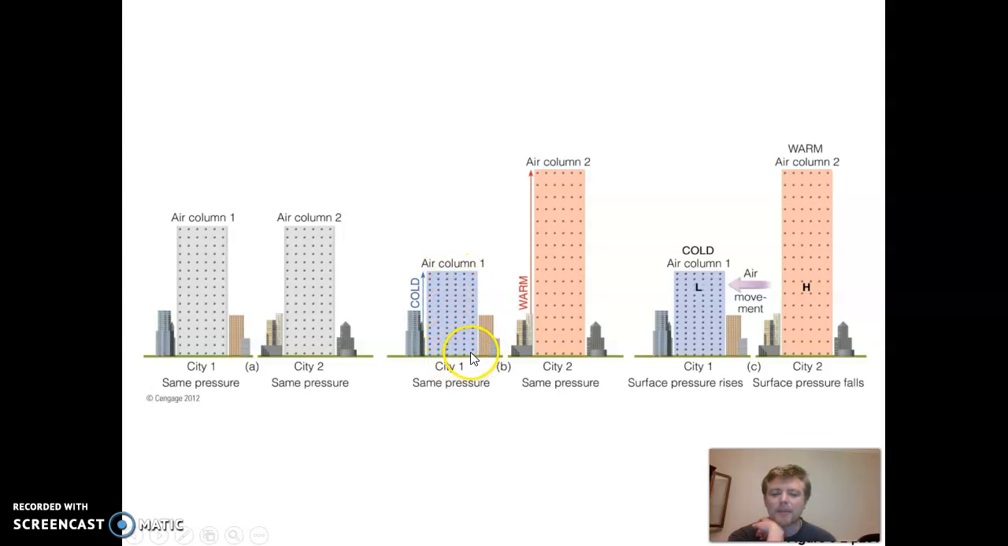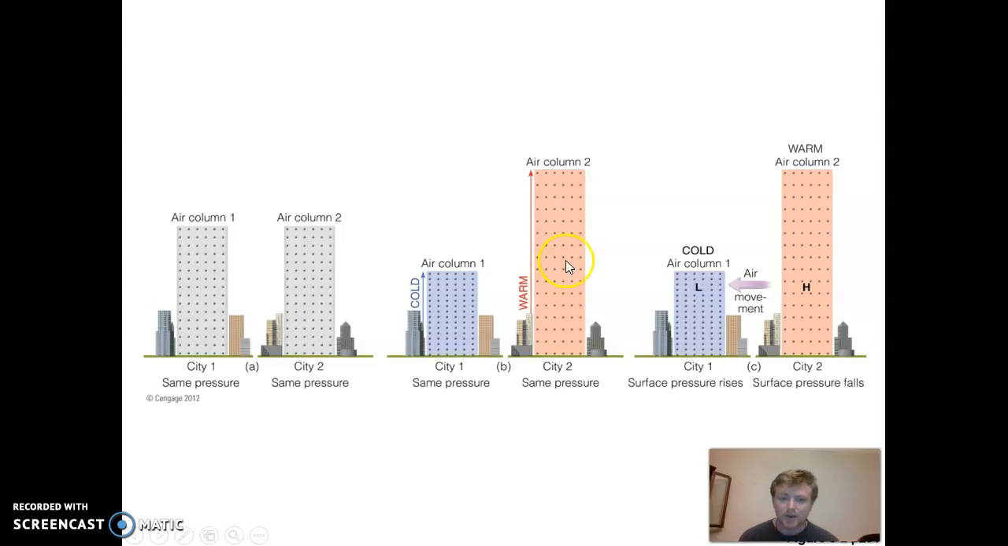As I move up in the colder city, I see that the pressure is going to change more rapidly, because now that I have a shorter air column, you could almost say I pass more air on my way up than I do in the warm city. So at the base, I might have the same pressure, but if I look up here, right, at altitude, well, now I've got a lower pressure at the top of my cold column than I do of my warm column, because in my warm column, I still have a good amount of air above me.